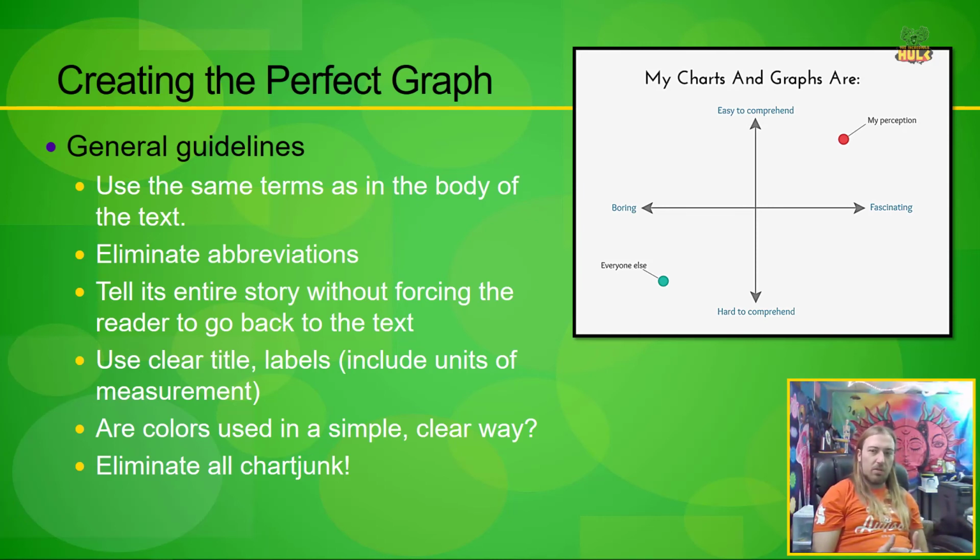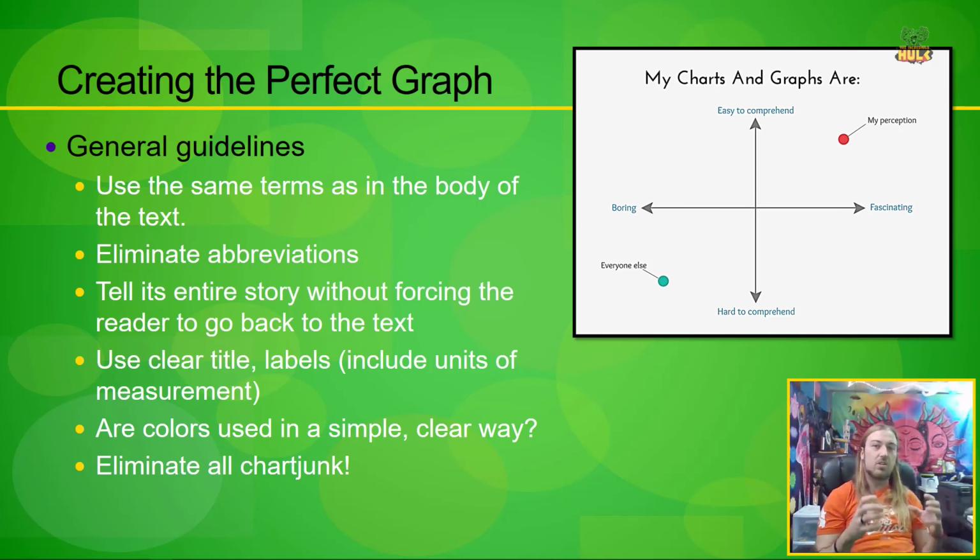Make sure that when you label your graph, you're using the same terms on the graph that you used in the paper. So if you're referring to it as happiness in the paper, don't refer to it as joy on the graph. Keep it the same. Don't use abbreviations, right? Use the whole words whenever possible on your graph so that people don't have to go back to the paper to figure out what the abbreviation is. The graph should also stand on its own. I should be able to look at the graph and understand the story without having to go back and read the paper to understand it. So think about it that way.